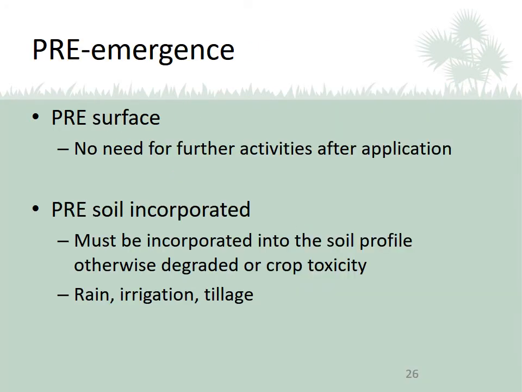Pre-emergent herbicides can be just surface applied, which means that you apply the pre-emergent herbicide to the surface of the soil and don't do anything else afterwards. Other types have to be soil incorporated, which means that it needs to be turned into the soil profile. That way it doesn't degrade, it stays toxic in the soil, and will kill the emerging weed seeds that way.